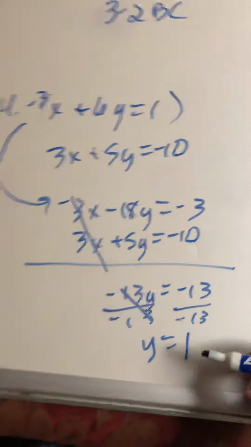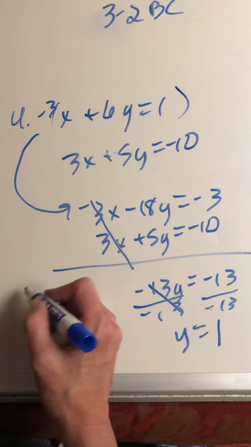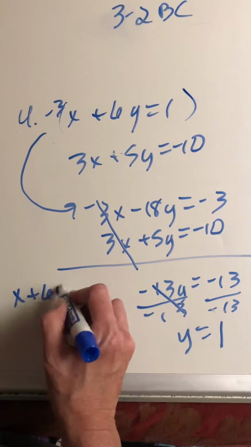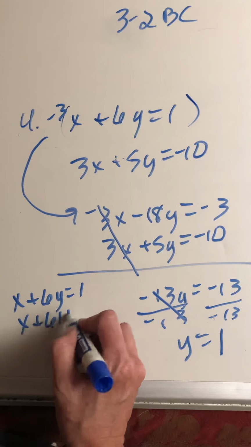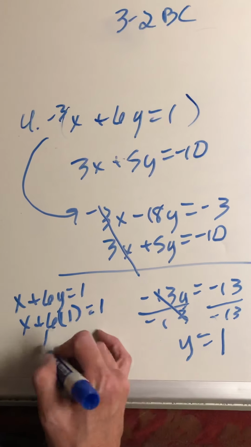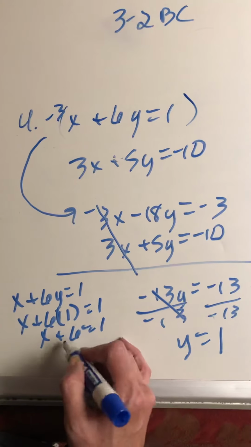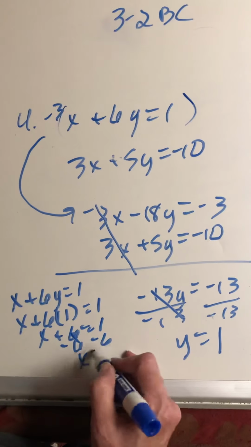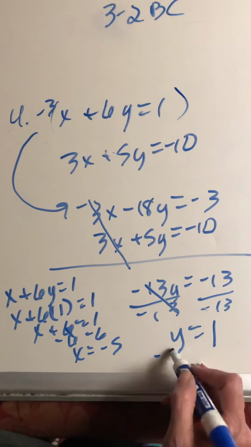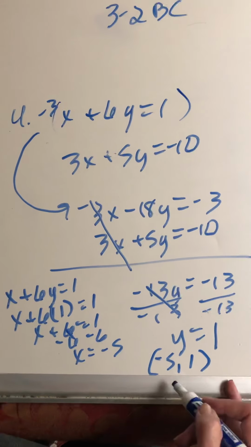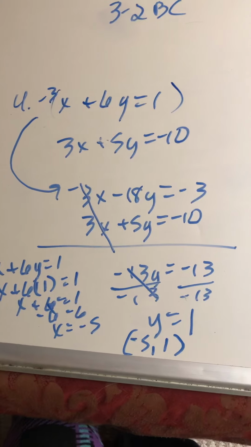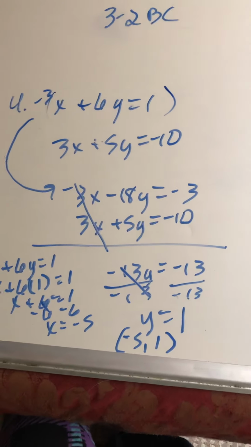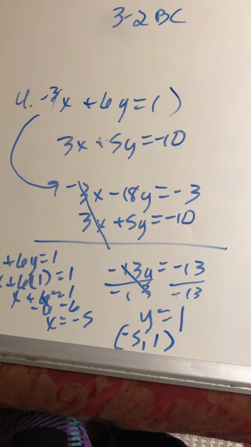Then if y is 1, we've got to plug back in and find x. You've always got to find x and y. So I'm going to take that y and plug it into the top one, x plus 6y equals 1. So x plus 6 times 1 equals 1. So x plus 6 equals 1. Subtract 6 from both sides, so x equals negative 5. So negative 5 comma 1. So that's the answer on that one. Just checking it in my head right quick.